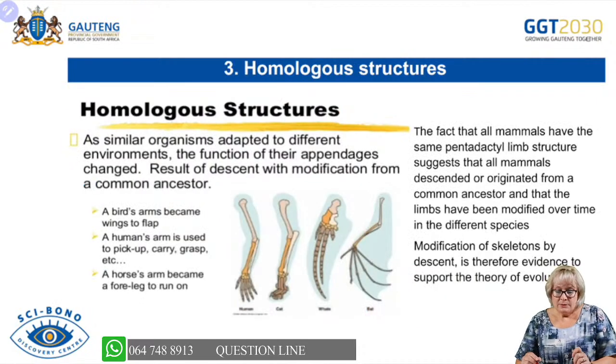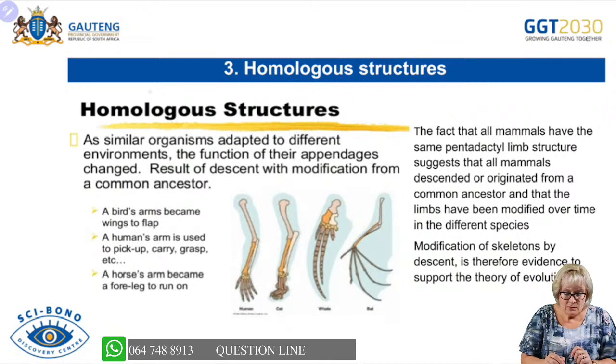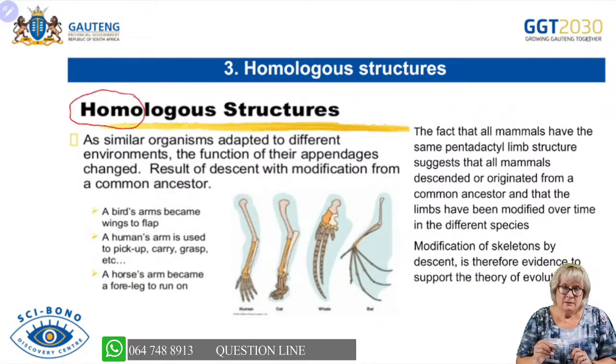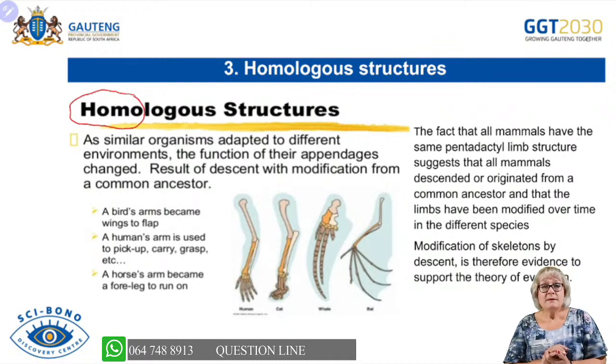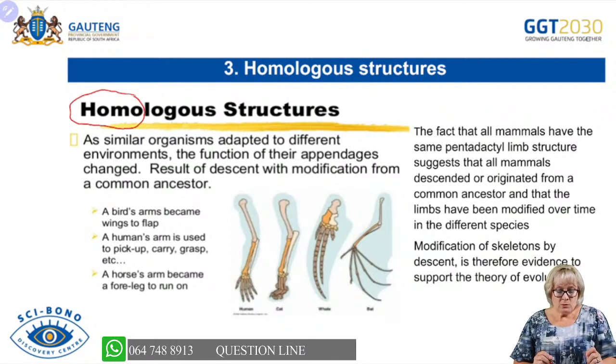All right. The third evidence we have is homologous structures. Now, if you see the word homologous, homo means what? It means the same. So it's structures that are the same. How are they the same? As similar organisms adapted to different environments, the function of their appendages changed. Result of descent with modification from a common ancestor.